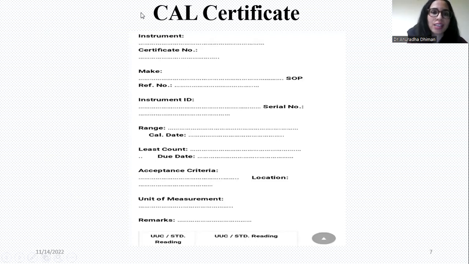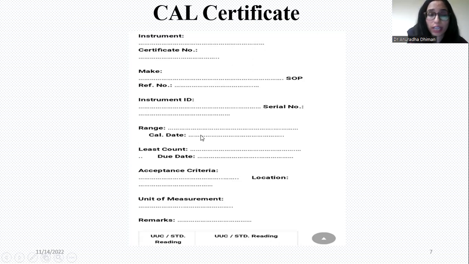Fine. This is an example of the CAL certificate. Here there is a space for the instrument. Here we need to mention the certificate number that is given by the company. After that, we need to mention the make. For example, Shimadzu is making that instrument. We need to mention Shimadzu. The SOP is also given by the company. We need to mention the reference number, then instrument ID, then serial number, range, calibrate.